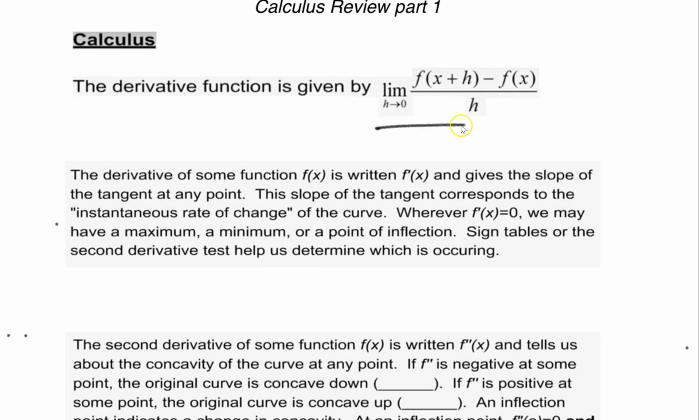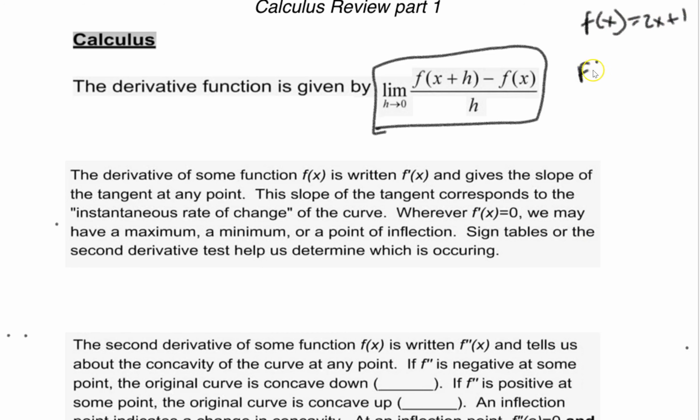It's this formula right here, the limit definition of a derivative. The big thing, if you ever see this, is you have to understand what it means. If I give you a function f of x equals, let's say, 2x plus 1, f of x plus h is just plugging x plus h in for the x, so 2(x plus h) plus 1. If you do that, this is going to be fine. You can plug it in, factor, cancel stuff out.